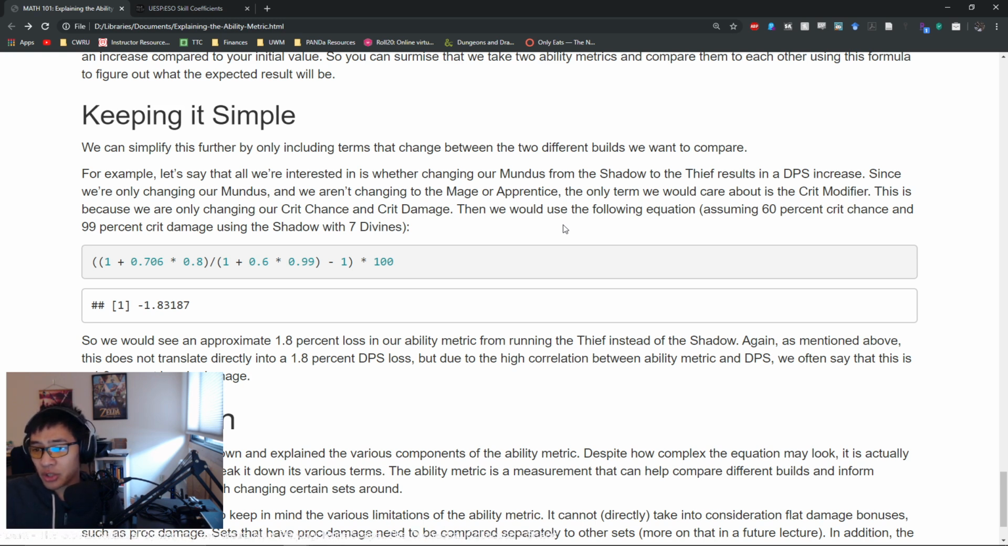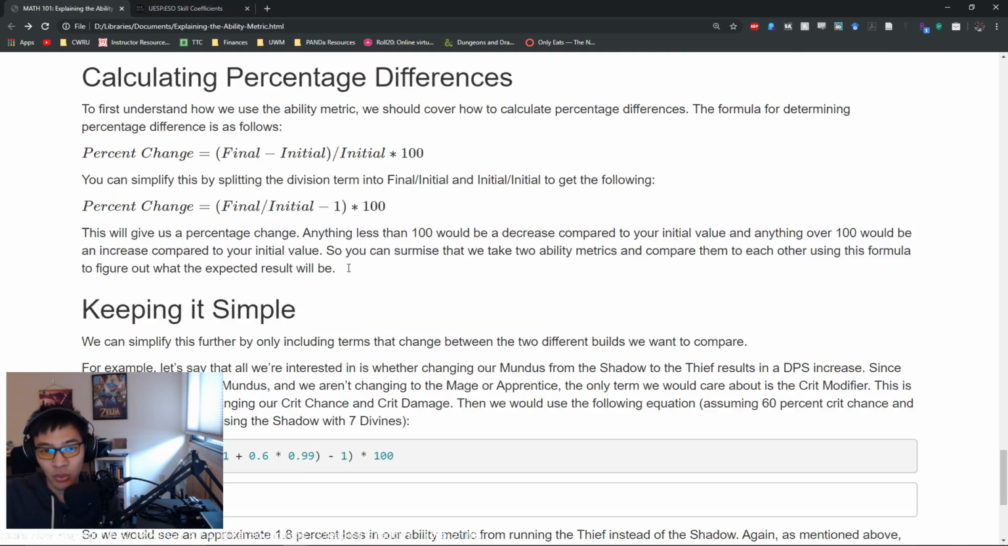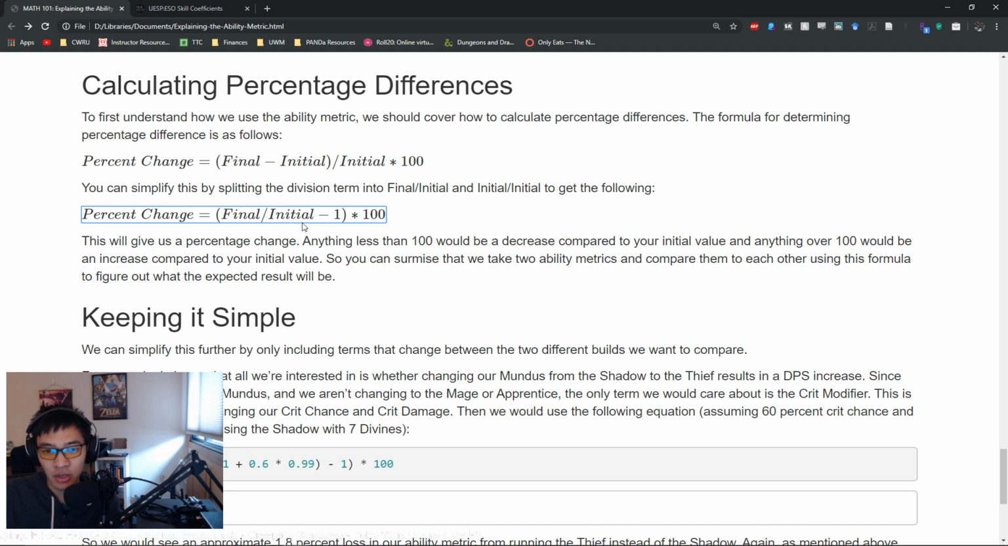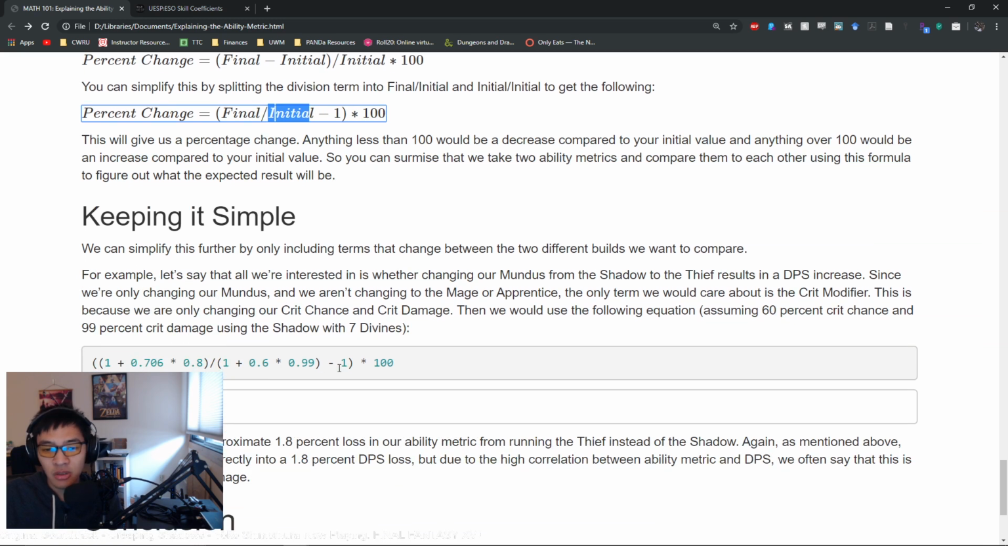And so we're going to use the assumption that we have 60% crit chance and 99% crit damage using the shadow with 7 divines. So when we change that out for the thief, we get 80% crit damage, and we increase our crit chance to 70.6%. So basically we take a look at our two crit values. So we have thief as our final, and we have shadow as our initial. Then we subtract 1. So this is again the percentage change value here. So we're just taking our crit modifier and replacing it for our final and our initial values here. Subtracting 1 out, multiplied by 100, and we get our percentage change.